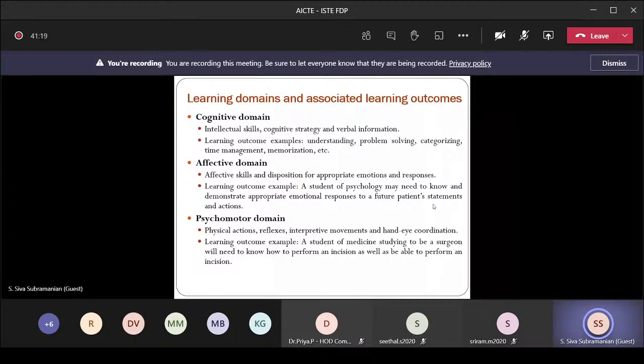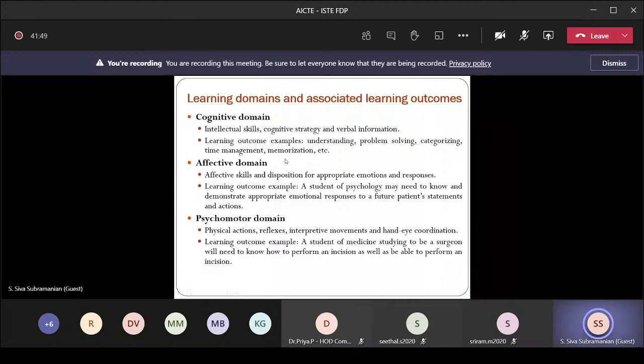When I say the first skill, the cognitive skill, it speaks about how I train my mind to work. And when my mind is working, it's speaking about the intellectual skills. The learning outcome examples you can look at are something like understanding, problem solving, categorizing, or memorization, etc. Anything it could be. But ultimately, all these things happen only in your mind, right?